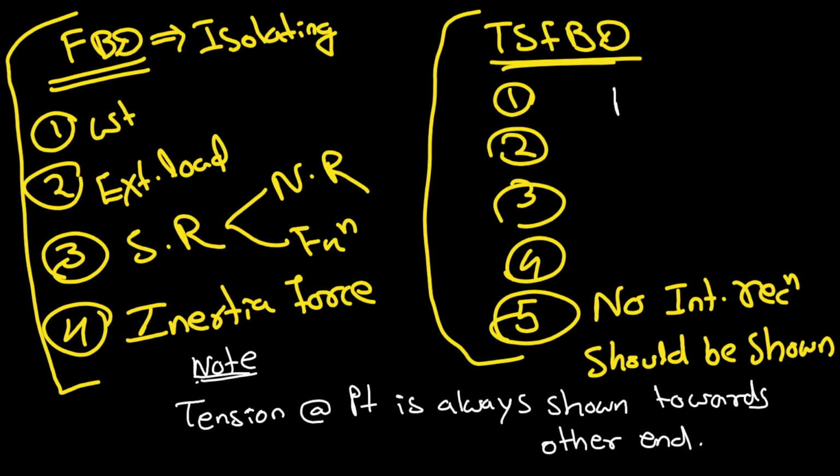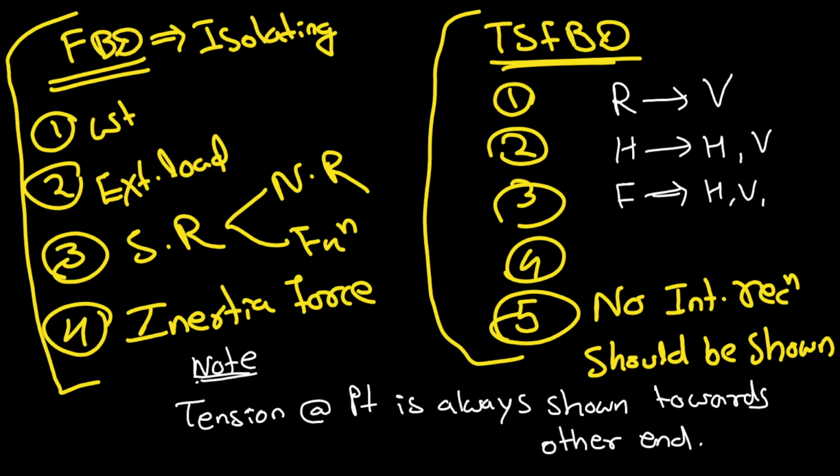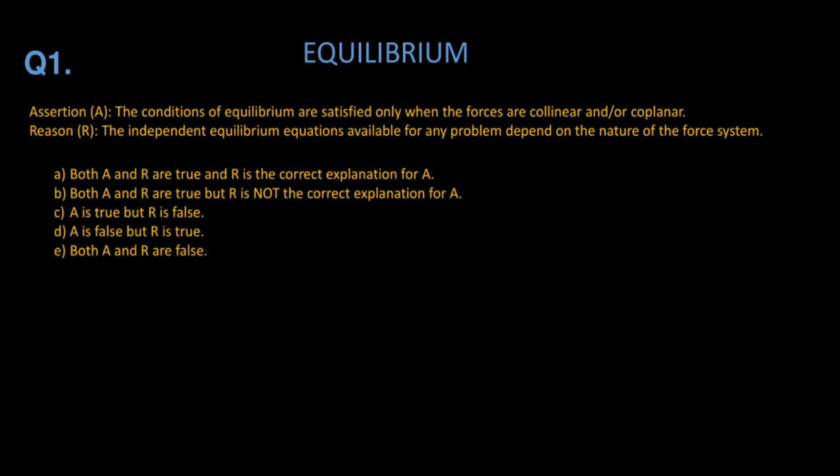And we have discussed that a roller will give only a vertical reaction, a hinge will give horizontal and vertical, and the fixed support will give horizontal, vertical as well as moment. So it will give only one, here it will give two, and this one will give three reactions. These are the support reactions given by the roller support, the hinge support and the fixed support. So we'll next go to the questions.